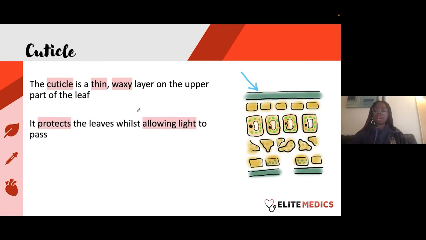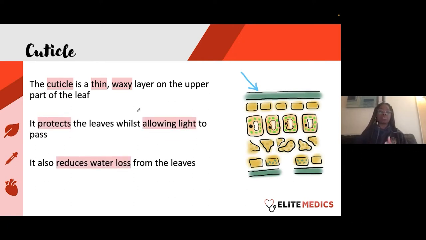It protects the leaves while allowing light to pass, and it also reduces water loss from the leaves. So as I said, it doesn't really let water in. It also does the converse of that. It doesn't let water out. So if the plant is getting the water that it needs for photosynthesis, it makes sure that it's kept in. It'd be very inefficient if the plant is taking in water and it loses water straight away. So say 100 milliliters of water is taken in. If the plant then loses 99 milliliters of that water, you're only left with 1 milliliter, and you're not going to have that much photosynthesis.